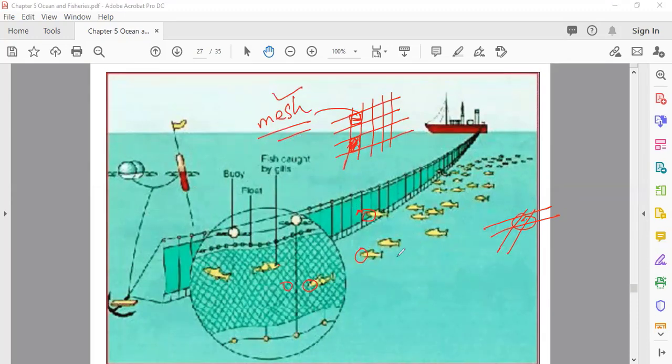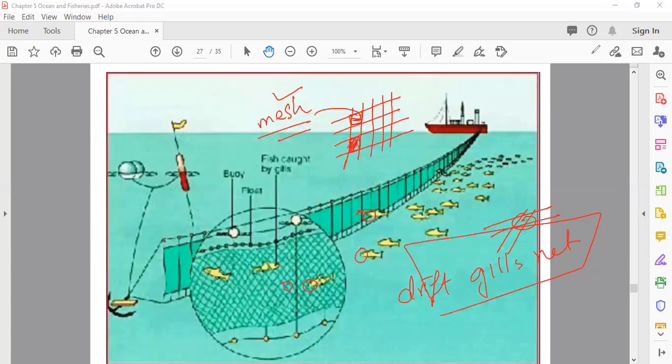So this is also known as the drift net, and also sometimes known as the drift gill net. Why? Because the fish are stuck inside it due to their gills. So that is the main idea behind how they are catching the fish by using this one.